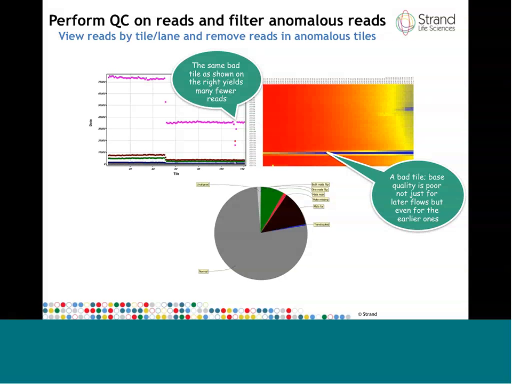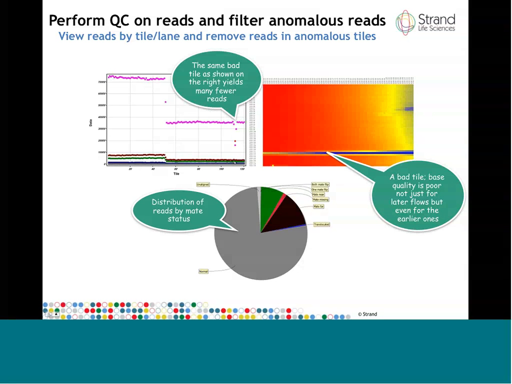You see this one particular tile where there's a sharp dip in the pink and a sharp rise in the red, indicating that the number of perfect match reads is reduced substantially, and the number of reads which require a mismatch to match the genome has increased substantially. It indicates that there are more errors in this tile than in the other tiles, and so again, this might be a bad tile which is contributing erroneous reads. So you can identify this tile, take all the reads generated from this tile and remove all of those reads.